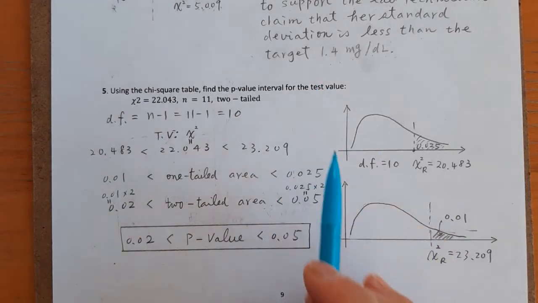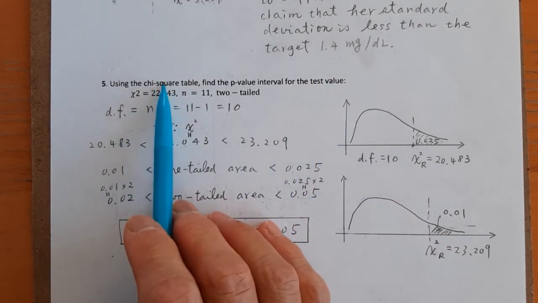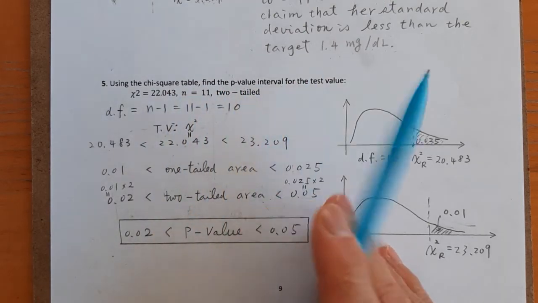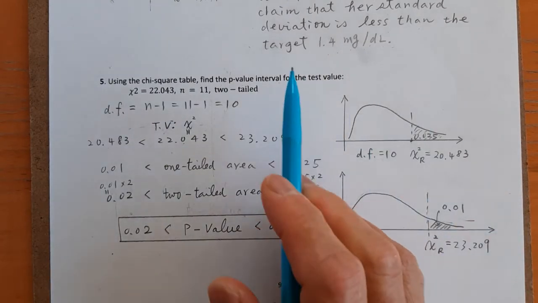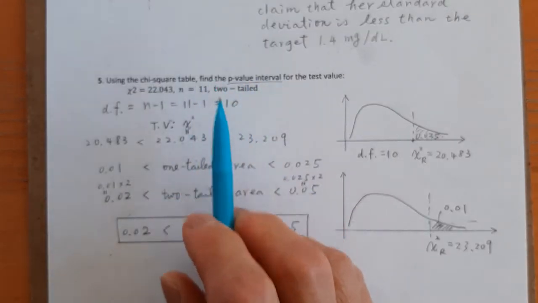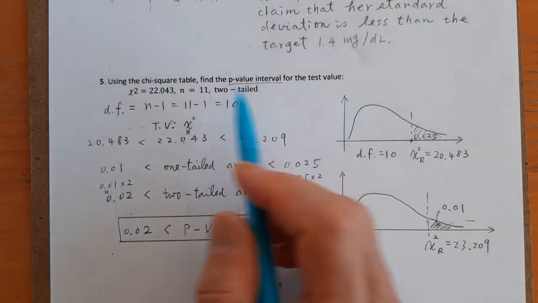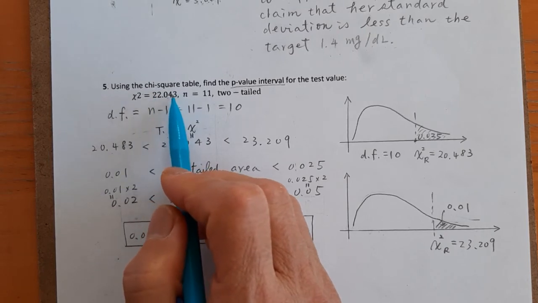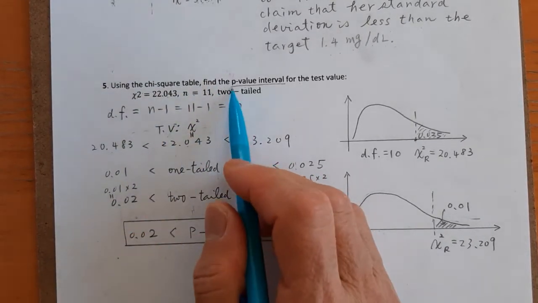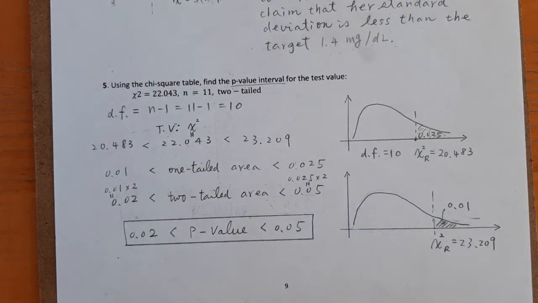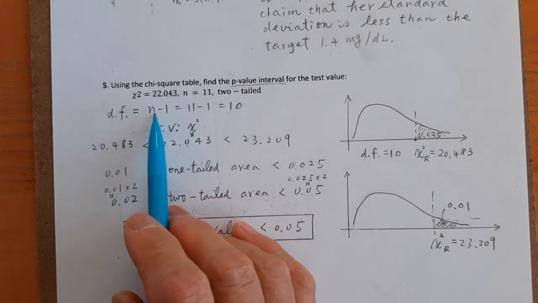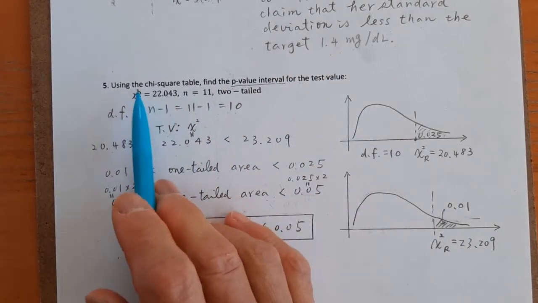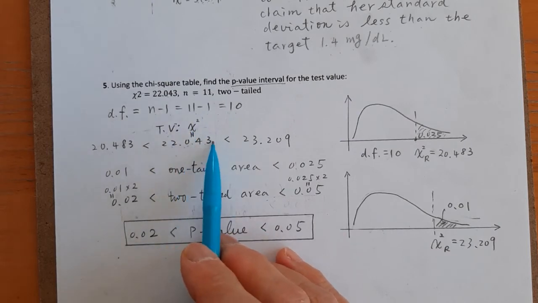So in this question, using the chi-square table, find the p-value interval for the test value chi-square. The test value chi-square is equal to 2.043, n equals 11, and it is a two-tail test. Degrees of freedom is n minus 1, 11 minus 1 is 10. And the given test value chi-square is 2.043.